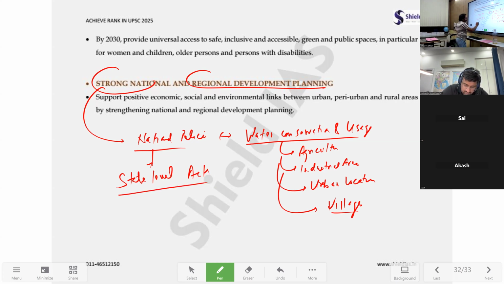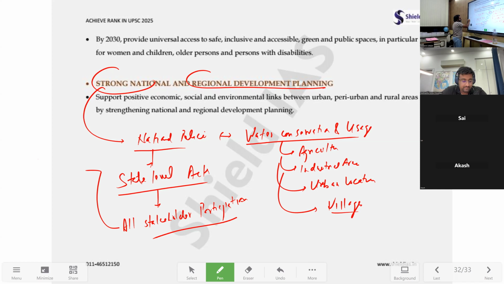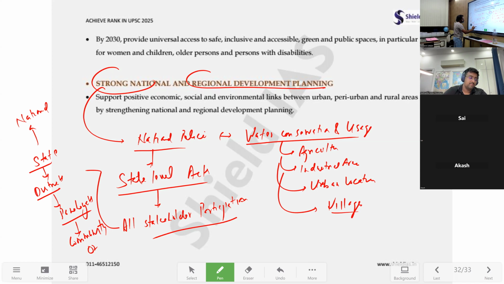Further, what is required is all stakeholder participation. All stakeholders means state level in coordination with national, now district administration involved, then panchayats involved, then community members involved, community organizations and members. So this clearly shows that unless there is coordination, unless there is a uniform way forward, things are difficult to implement. That's why we talk about stakeholder participation.